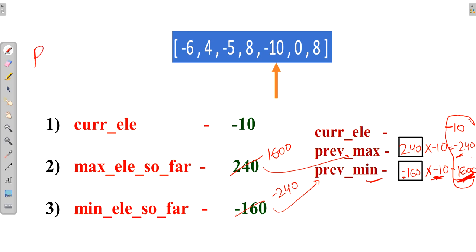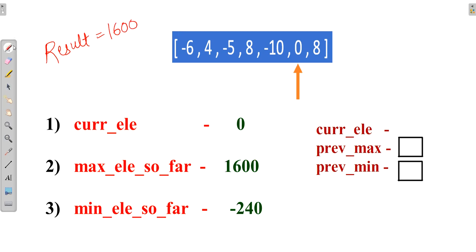So I can write result as 1600. Now iterating for the next element, we got current element as 0. So I'll copy here. We will get current element as 0. Previous max 1600 and previous min is minus 240. So here 1600 into 0 will be 0. Minus 240 into 0 will be 0.